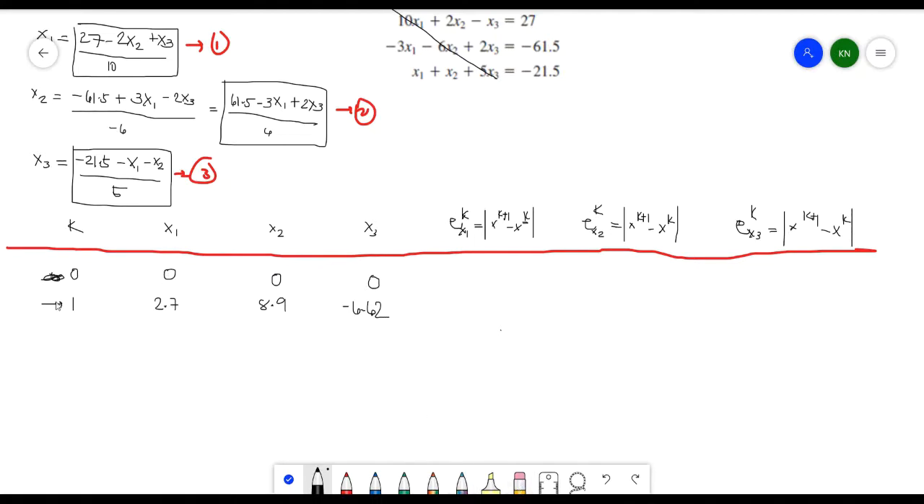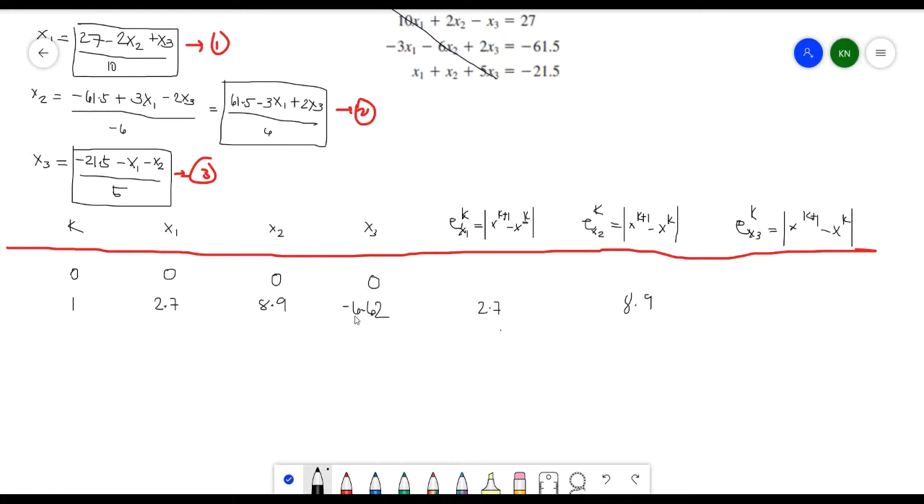So 2.7 minus 0, that is still 2.7. 8.9 minus 0, that is 8.9.